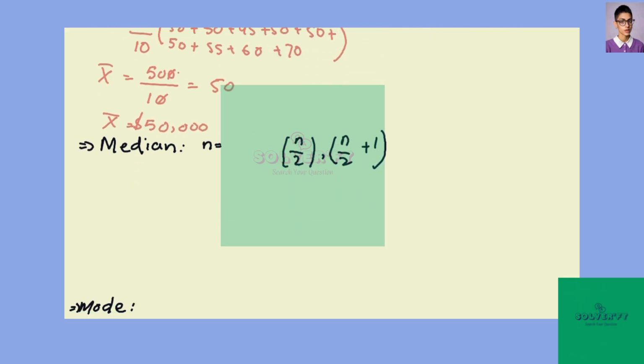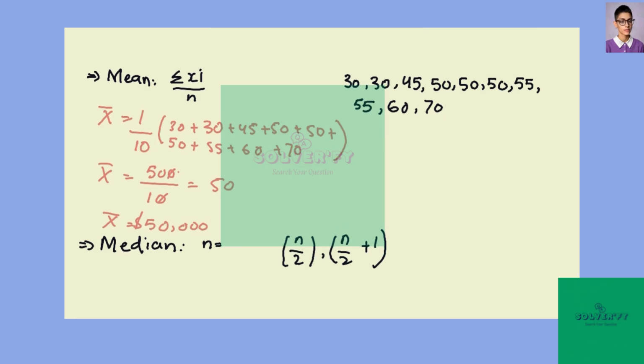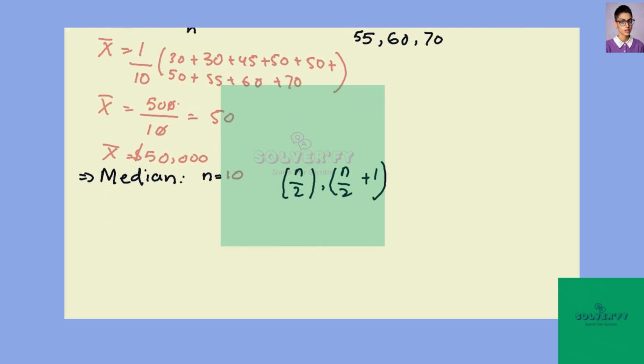So next is the median. We know that the median is found by the number of observations. We have 10 observations. If it is even, then we find two values in the data: n by 2, that is 10 by 2, and 10 by 2 plus 1. So here we get 5 and 6, meaning the fifth place and the sixth place.